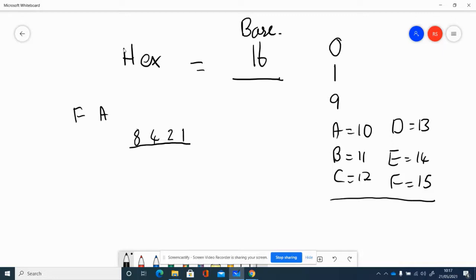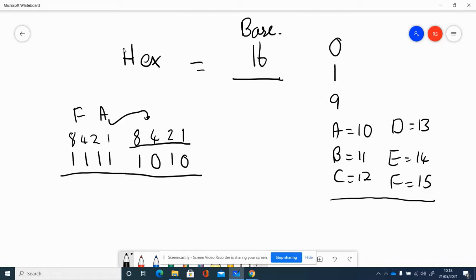So if I was to represent A, I'm looking up on my table over here, A is 10, so I've got 1 8 and 1 2, and that's 10. So that's my first bit of representing A. Then I also want to represent F, so I'm going to write down the same numbers, 8 4 2 1, and F, if I look up on my table, is 15. So to represent that, I need an 8 and a 4 and a 2 and a 1. So my whole number is 1 1 1 1 1 0 1 0, and that's just representing a number in binary when you've been given it in hexadecimal. So we're just converting from hexadecimal into binary.